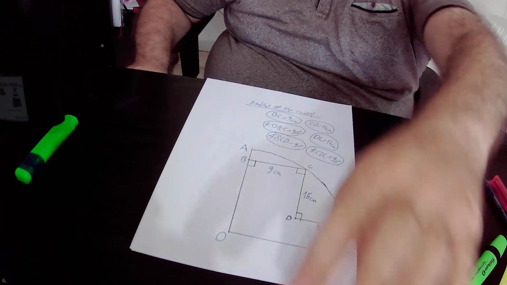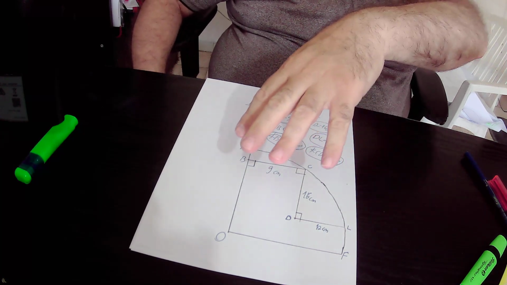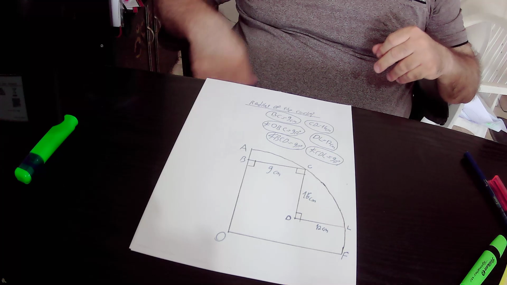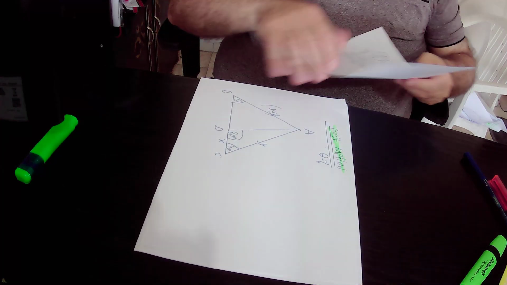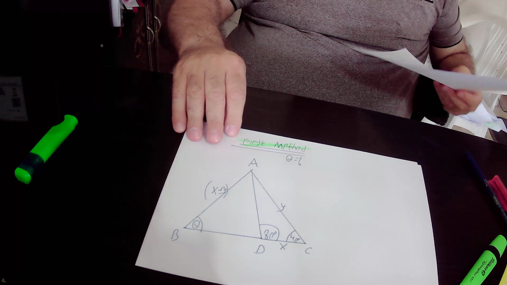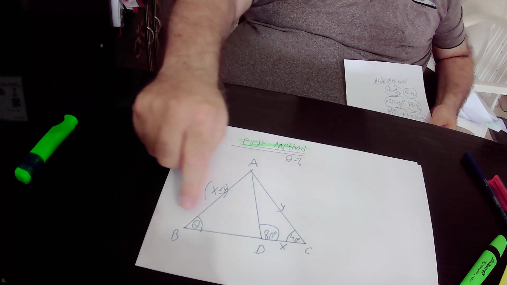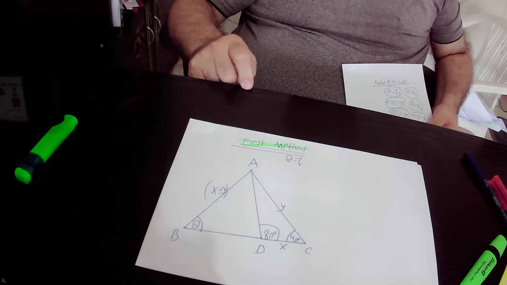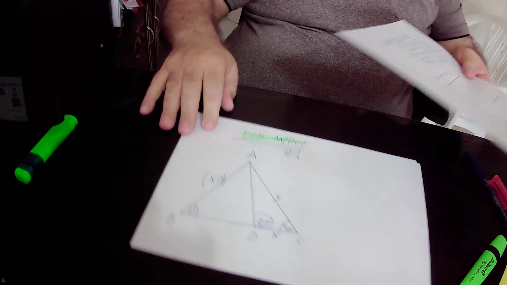Hello, in this lecture we'll answer two questions. In the first question we'll find out the radius of this quarter circle. In the second question we'll find out the size of this angle, angle theta, that is equal to angle ABC. Okay, so we'll start with the first question.